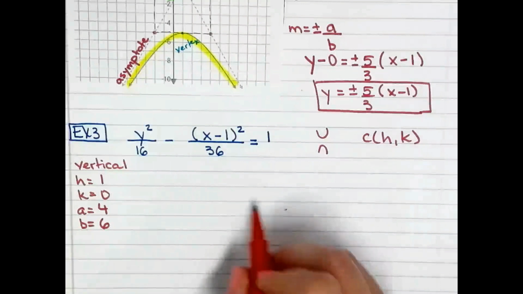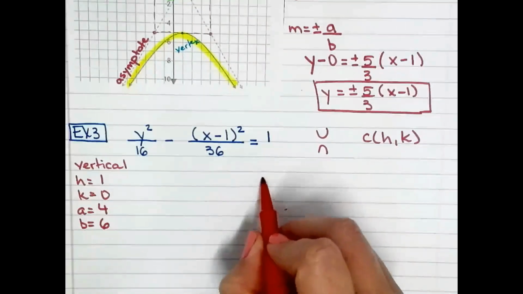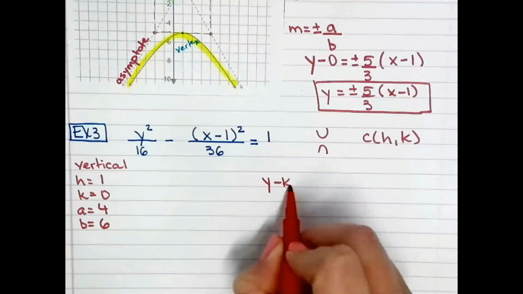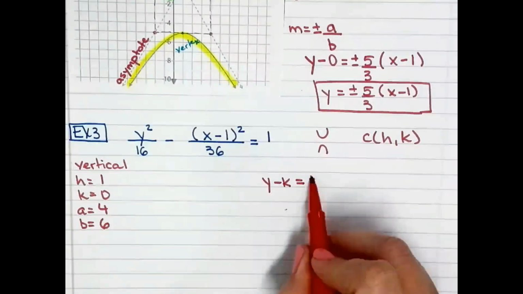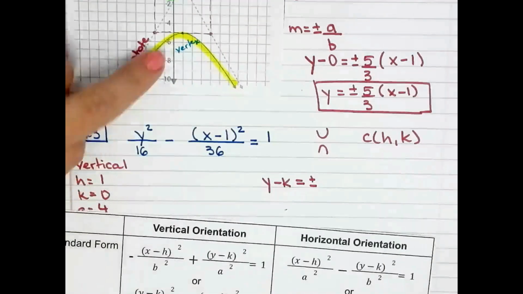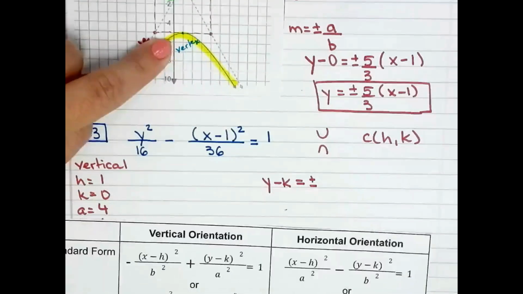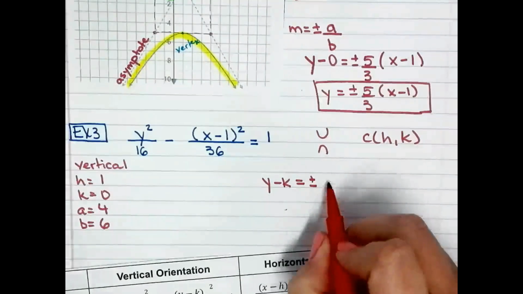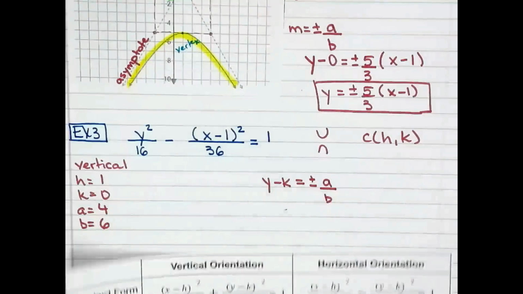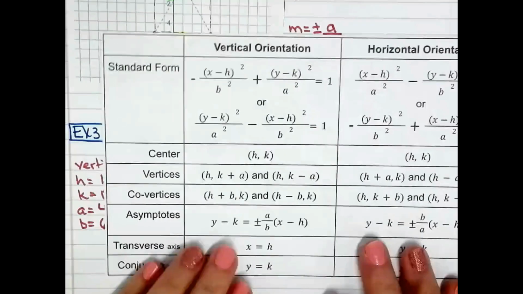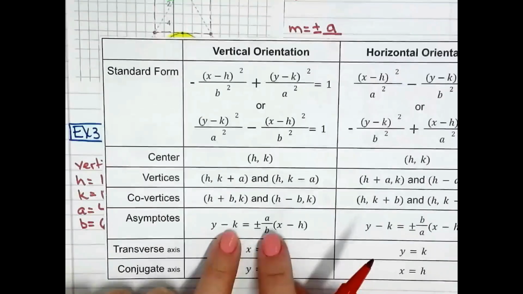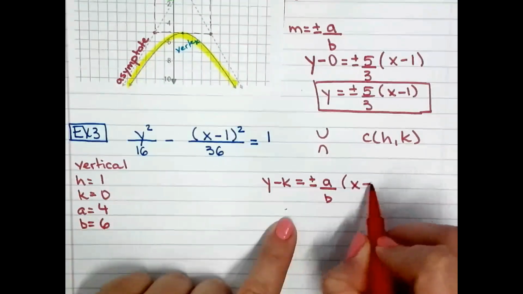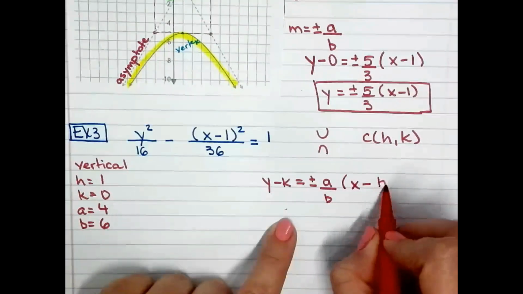All right. So here's my equation. The equation for the asymptotes. Y minus K equals plus or minus. Well, I have a vertical hyperbola right here, so I can just use this one because I know the slope is right there. So plus or minus A over B. If you're not sure, if you don't remember, use your cheat sheet right here. Okay, it tells you right there. So A over B, and then X minus H.